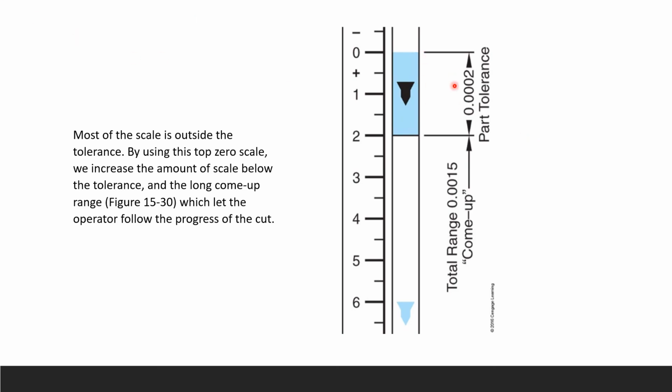So here is our part tolerance, and our float is going up, and this is what we call a come-up. And that range is approaching 0.0015 here, and that's the part tolerance.